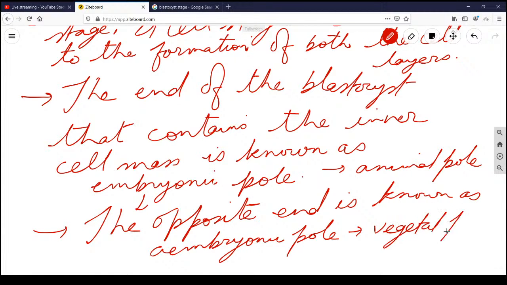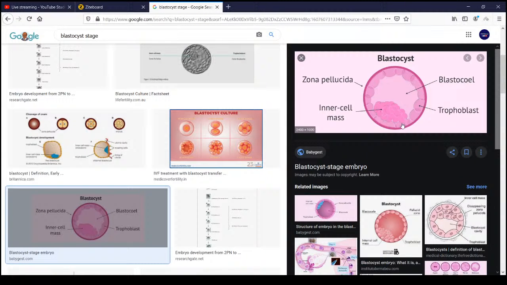In a few cases, the side which contains the inner cell mass is known as the animal pole or embryonic pole. On this other side, the polarity is known by the name vegetal pole or abembryonic pole, because from this side the morphogenesis of the embryo will not occur and it will not form the fetus. So that is the concept there.